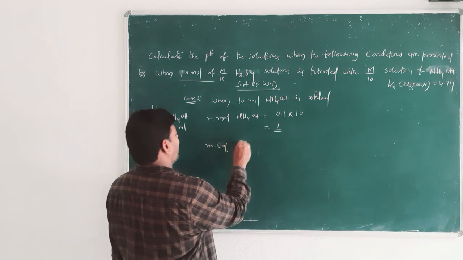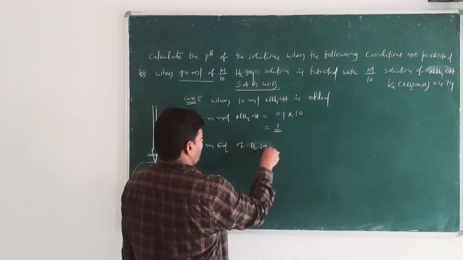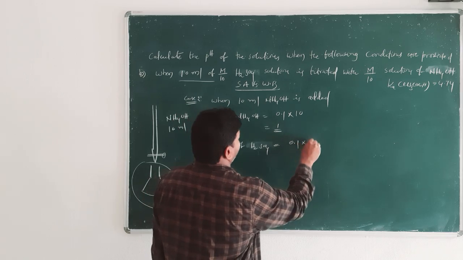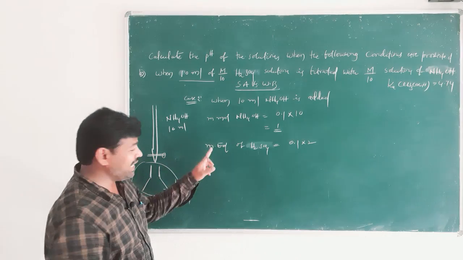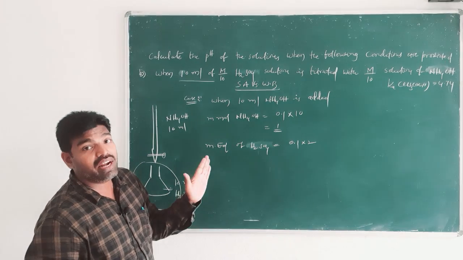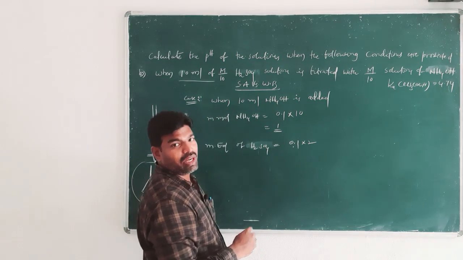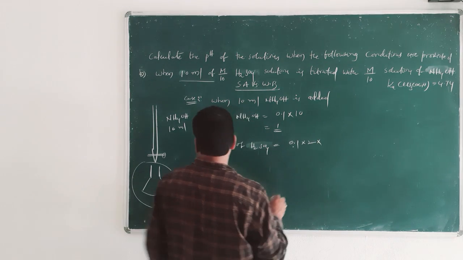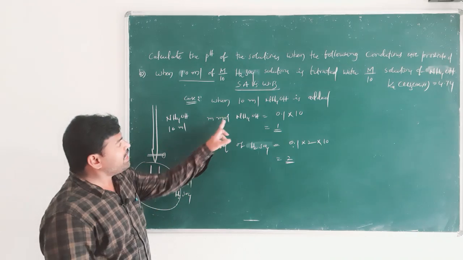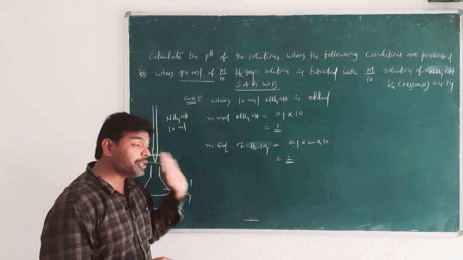So, milliequivalents of H2SO4: we get them by multiplying normality into volume in ml. The molarity is 0.1, and we get the normality by multiplying by the n factor, 2, and its volume is 10 ml. So, it is 2. So, 1 millimole of NH4OH reacts with only 1 milliequivalent of H2SO4. That is the basic principle.